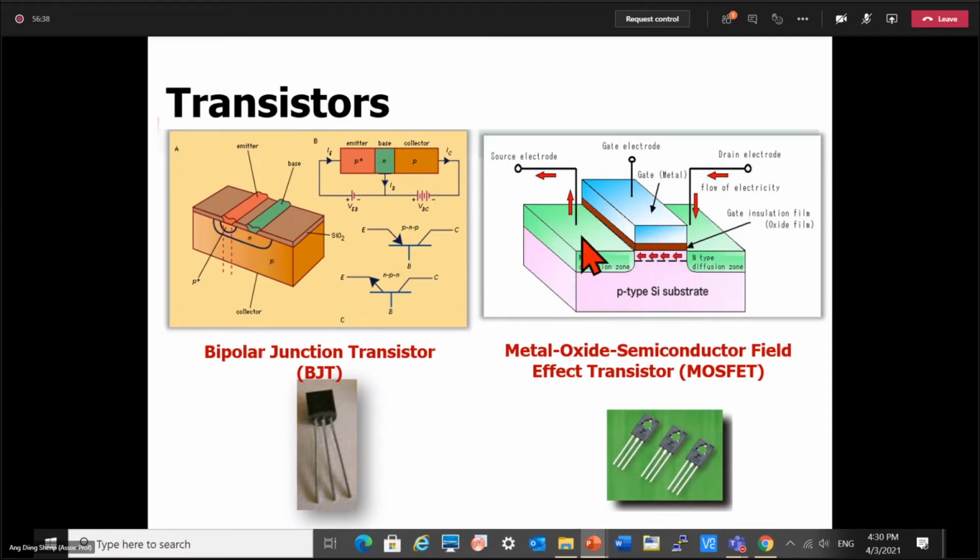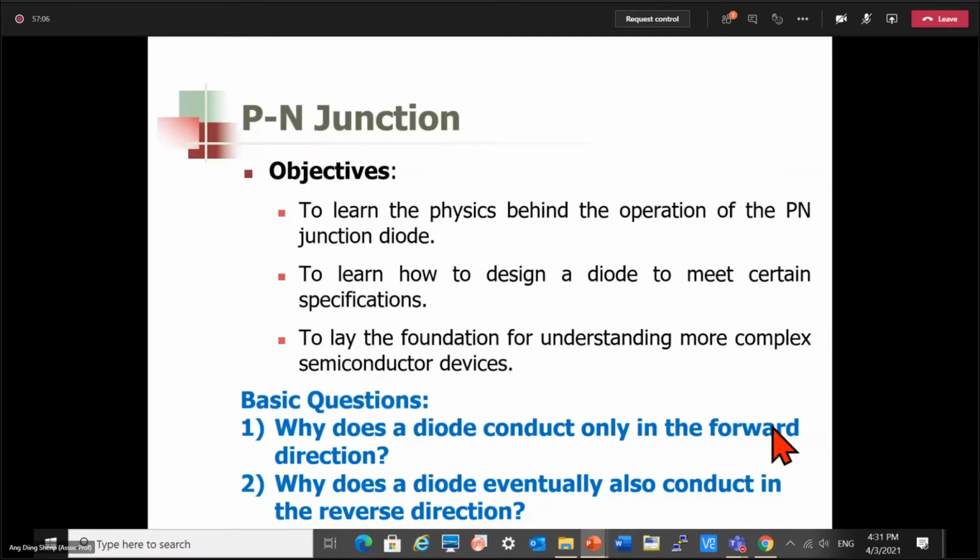The way this transistor works is quite different from the way the bipolar junction transistor works. It is not exactly based on the diode. It is based on another phenomenon called the field effect. So I'll leave it to you to read up on your own if you are interested to know more how this MOSFET functions. So these are some of the important application examples of a PN junction diode.